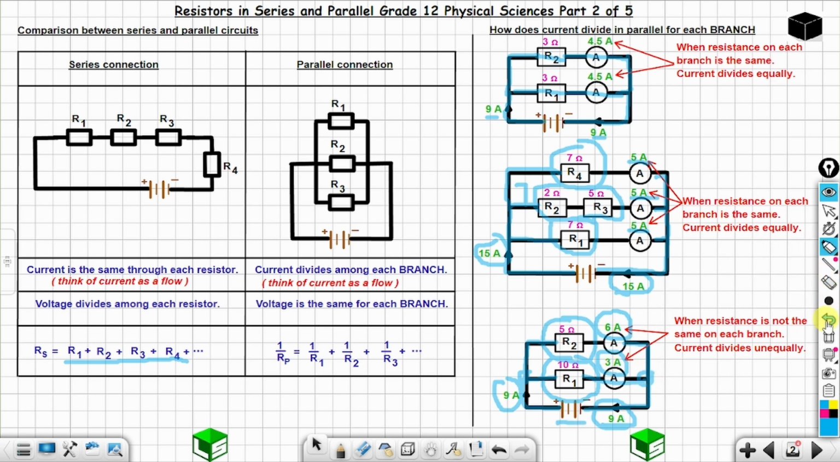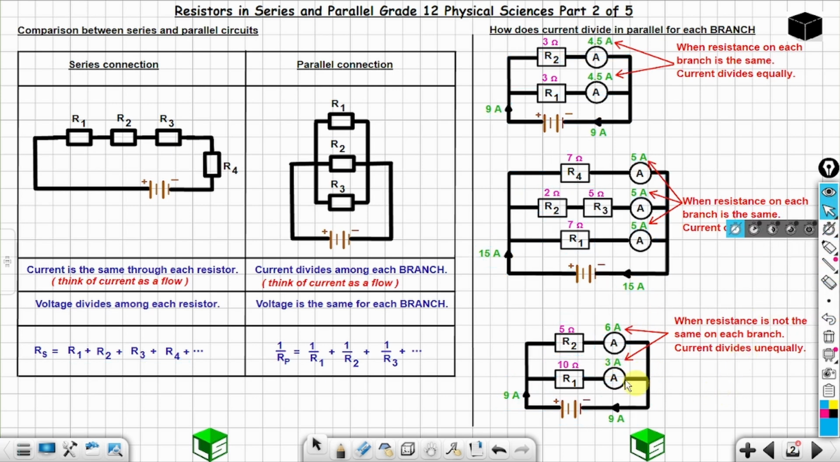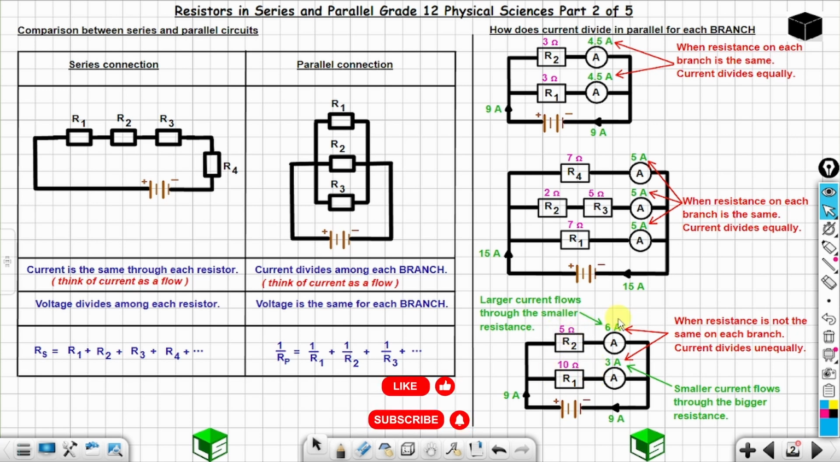Now, the larger current flows through the smaller resistor. This is always the case. And for the larger resistor, you are going to have a smaller current flowing through it. Remember, resistance is the same as opposition. The larger the opposition, the smaller the current that is going to flow through the resistor. The smaller the opposition, the larger the current that is going to flow through the resistor.